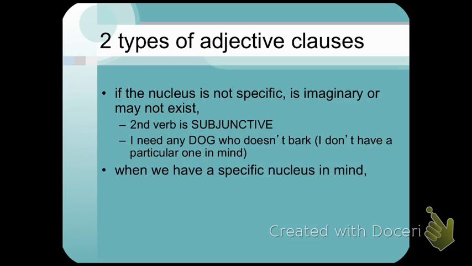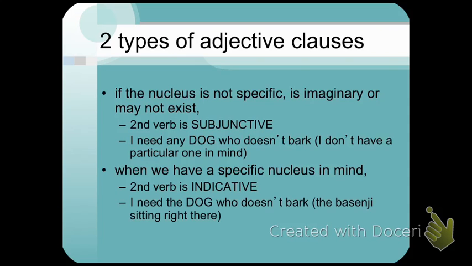Okay? However, when we have a specific thing in mind, that second verb is going to be indicative. Okay? So if it is specific, if it exists and we know it exists, then we can point to it. We're going to use indicative. For example, I need the dog who doesn't bark.